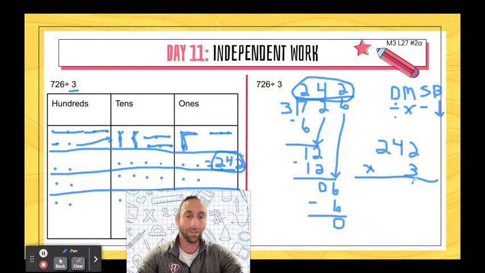3 times 2 is 6. 3 times 4 is 12. 2, regroup the 1. 3 times 2 is 6. 6 plus 1 is 7. So this answer checks out. Excellent job by everybody today.